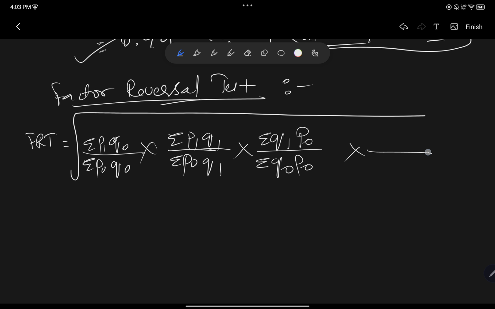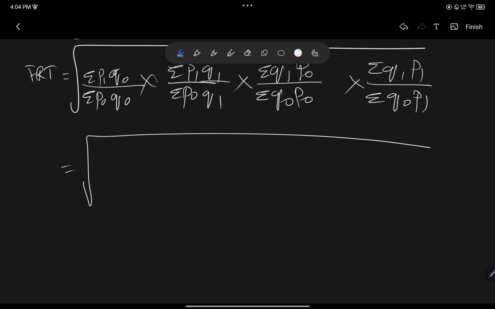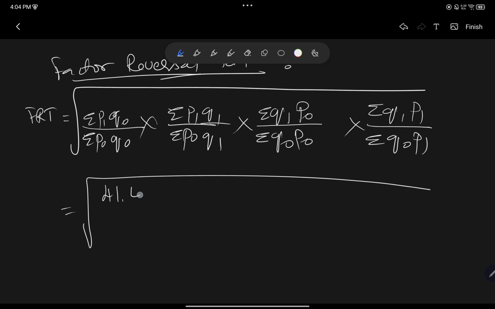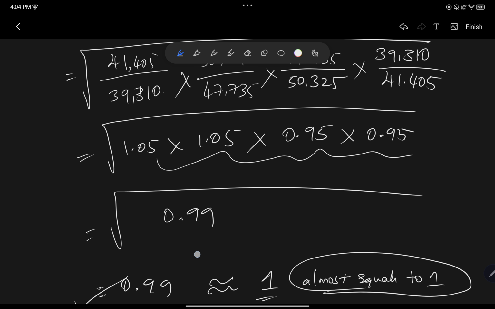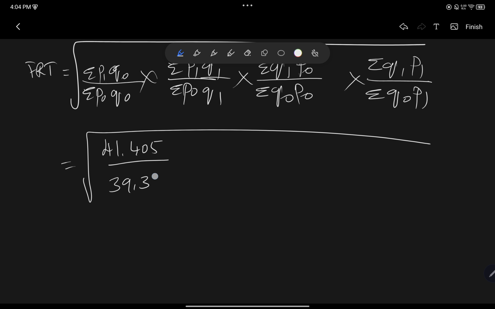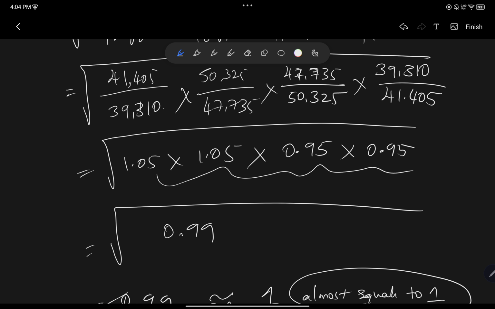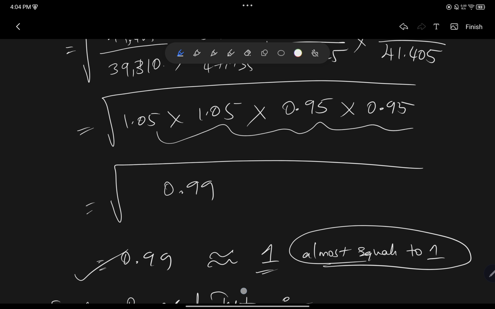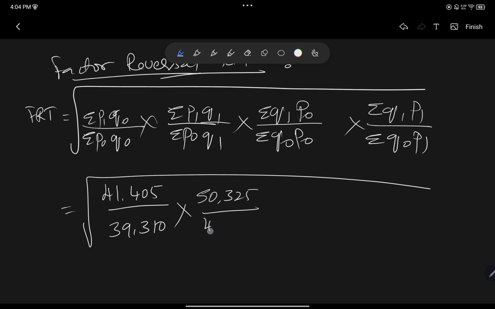Next, summation of Q1 P1, summation of Q0 P1. So now, according to the formula, first, as you know, it is 41,405 divided by 39,310 into same 50,325 divided by P0 Q1. From where? 47,735, this we already know.